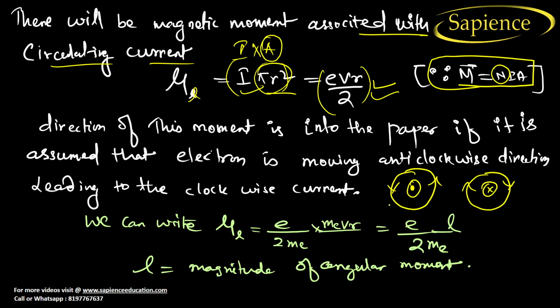I hope you have understood this. This is the relation between the magnetic moment and angular momentum, mu L is equal to e by 2 m e. This is not of much use, so this is sufficient for you.